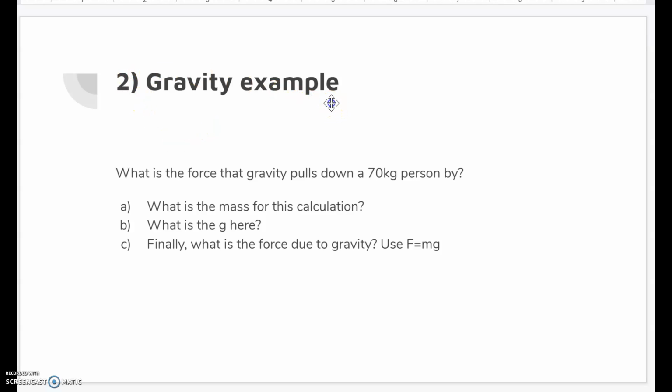So here is the second question to answer. It is called gravity example, and the question here is, what is the force that gravity pulls down a 70 kg person by? Part A, what is the mass for this calculation? Part B, what is g in this calculation? And part C, finally, what is the force due to gravity? Use F equals mg. So you can answer this question on the worksheet now, or you can follow on with me.